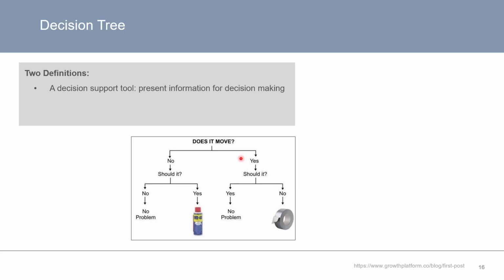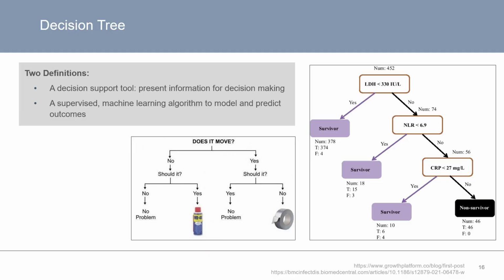Alternatively, if we answered yes to does it move and no to should it, then we'd want to use duct tape in this case. As a decision support tool, decision trees like this simply lay out the decision-making process based on existing knowledge. Differently, the term decision tree also refers to a supervised machine learning algorithm that learns from data and trains a model that can be used to make decisions and/or predictions.